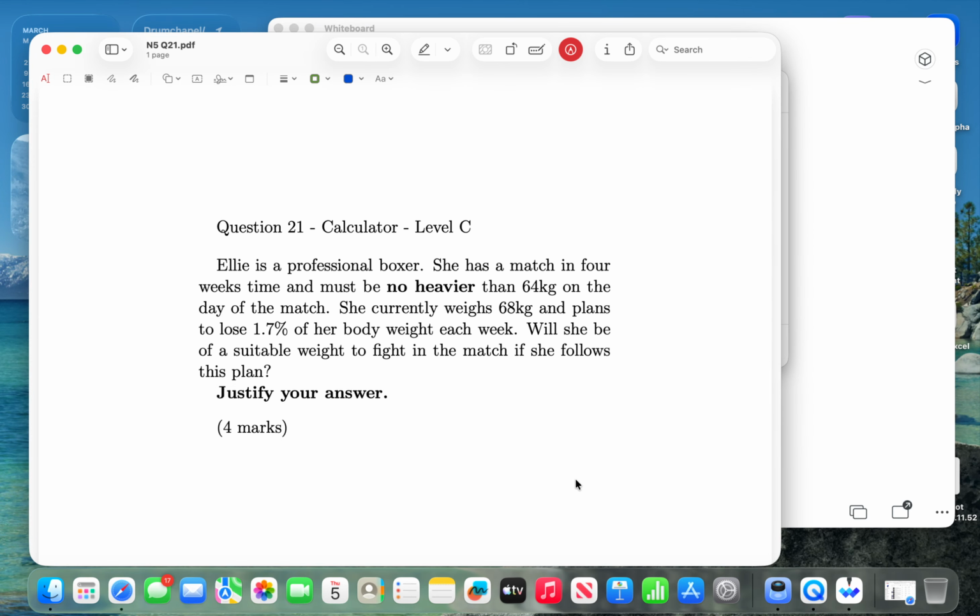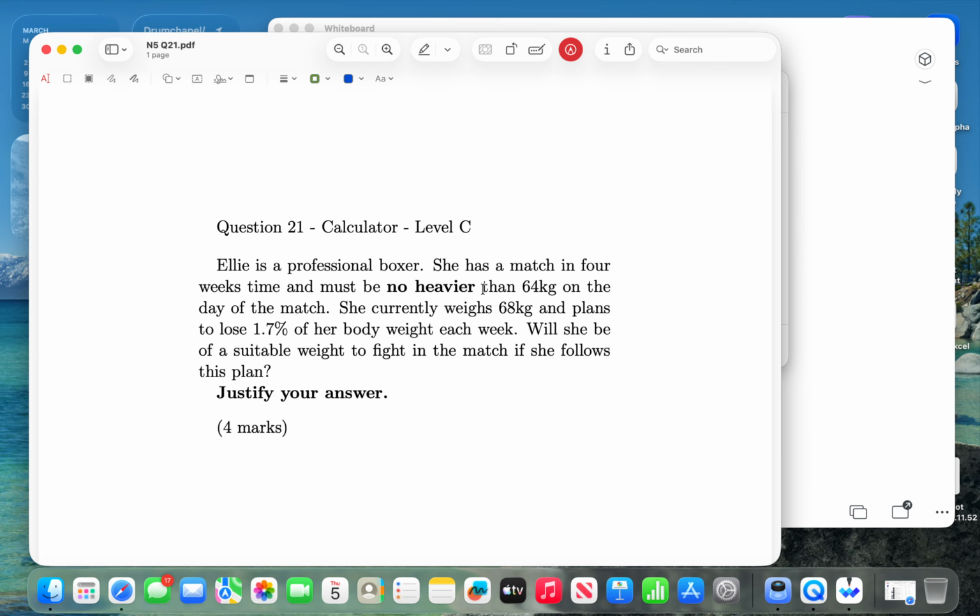Question 21, 4 marks, and it's a calculator question. Ellie is a boxer, and in 4 weeks' time, she must be no heavier than 64 kilograms. She weighs 68 kilograms currently, and she plans to lose 1.7% of her weight each week. So, will she be able to fight in the match? Justify your answer for 4 marks.